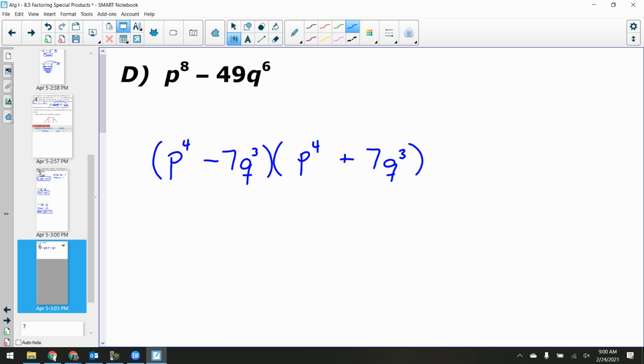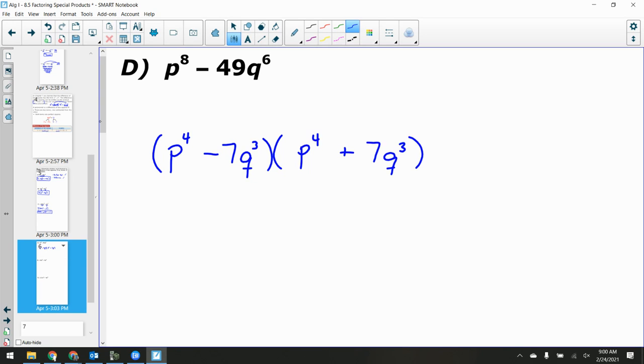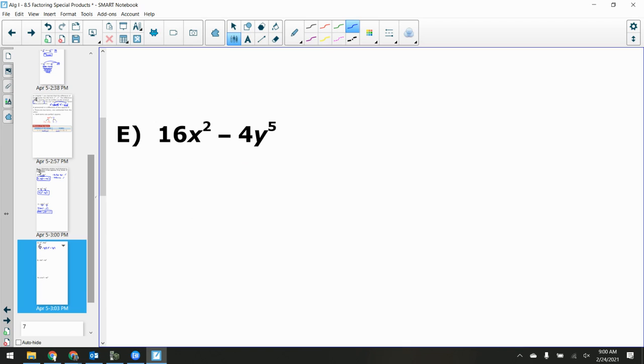Let's do another one. Again, practice, practice, practice. What should you always check first? What's my common factor? 4. My common factor is 4. So I factor it out, just like I did at the beginning of this chapter. 16 divided by 4 is 4. 4 divided by 4 is 1.